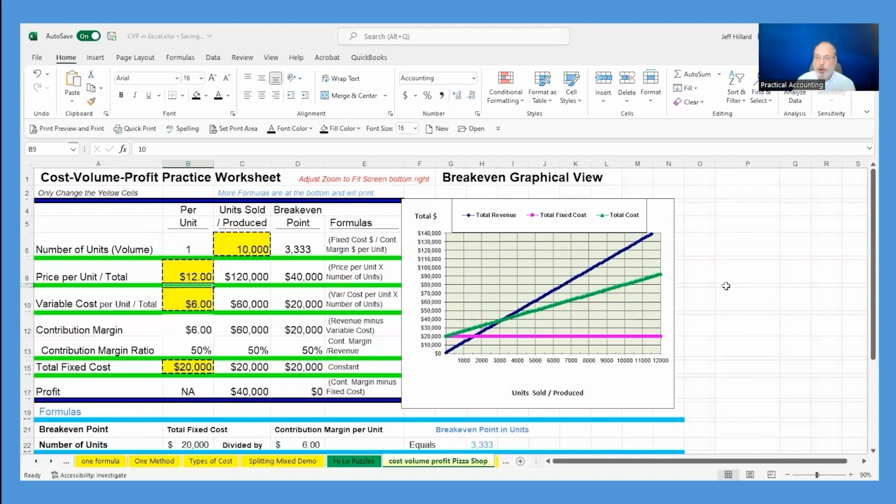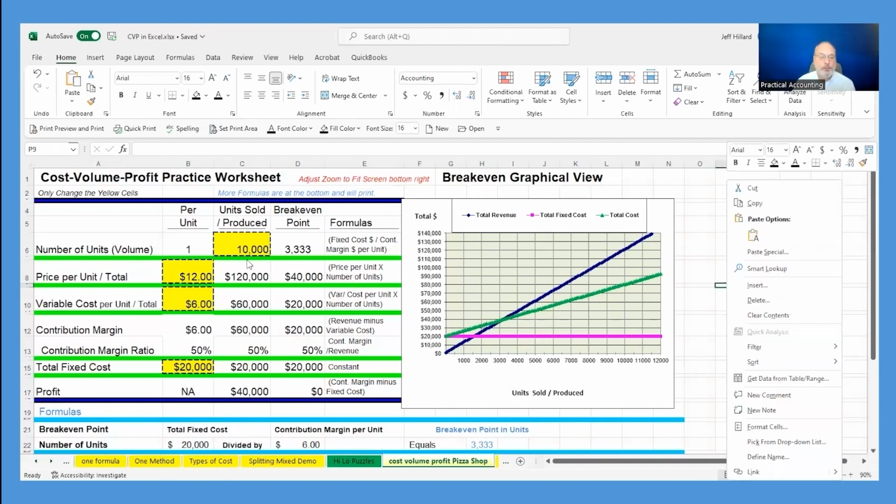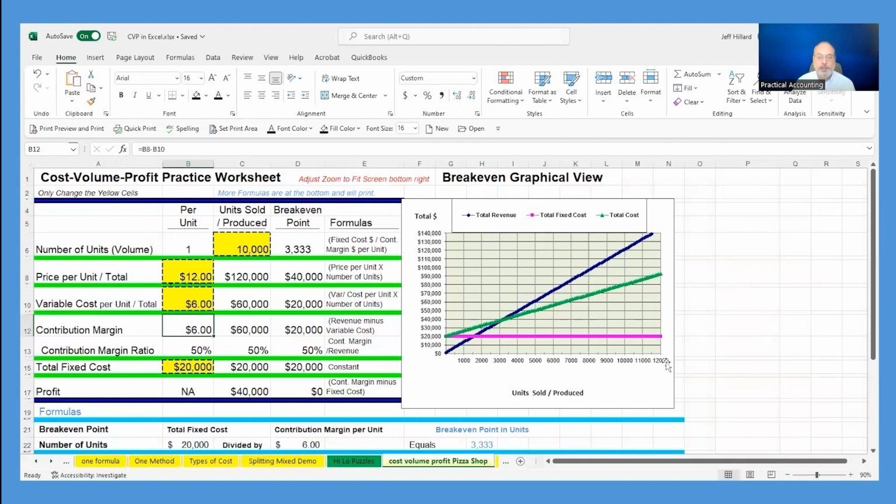We changed the slope of the line. Instead of making $4 per pizza, now we're making $6 per pizza. Our revenue is increasing at a faster rate, which leads to a lower break-even point. Break-even point before was 5,000 pizzas. But now when we change it to $12, it goes down. We only need to sell 3,333 pizzas to break even.